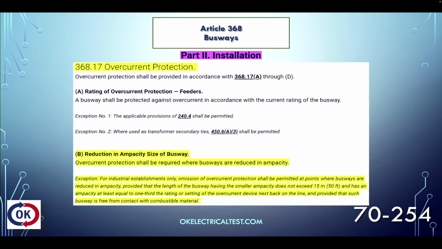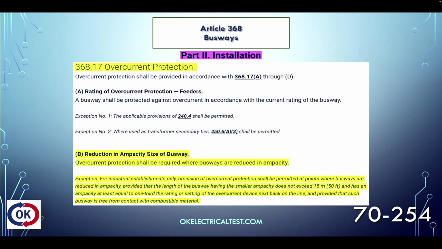Let's move on to Article 368. Article 368 is busways. Under Part 2 installation, we've got 368.17, and this is overcurrent protection on our busway. We're going to specifically talk about where we're not required to have overcurrent protection on a busway. Letter B, reduction in ampacity size of the busway. Overcurrent protection shall be required where the busways are reduced in ampacity.